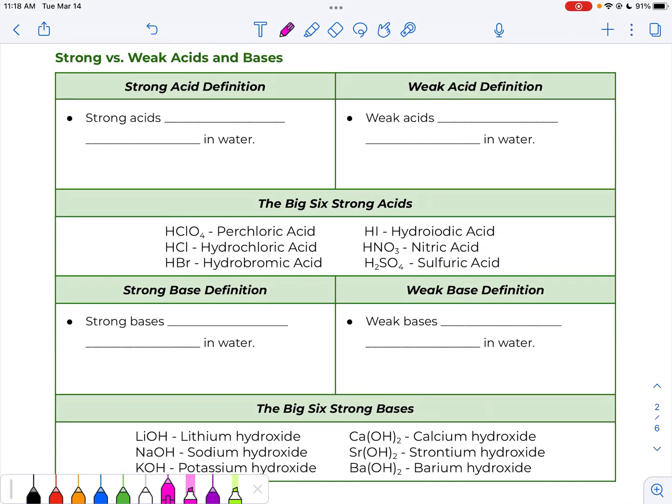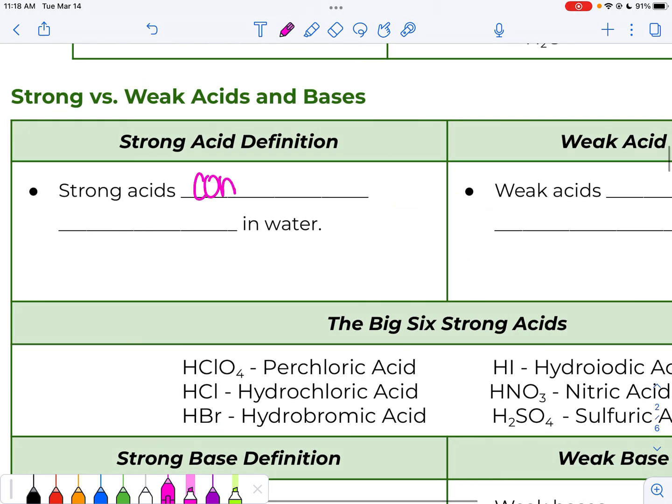Okay, so then the last thing that we're going to talk about today is strong versus weak acids and bases. We're going to do a lot of work in this unit with weak acids and weak bases in a lot of equilibrium problems. But this is going to be a little bit of review of strong acids, strong bases, since we've actually seen these examples before. So strong acids, we can say, completely ionize in water.